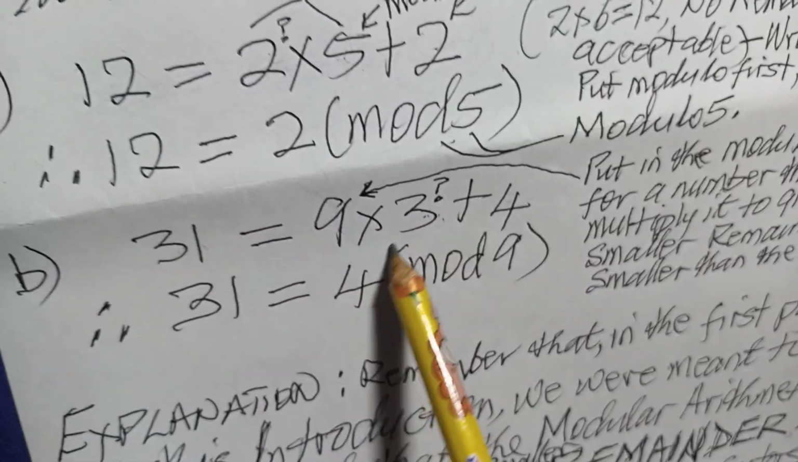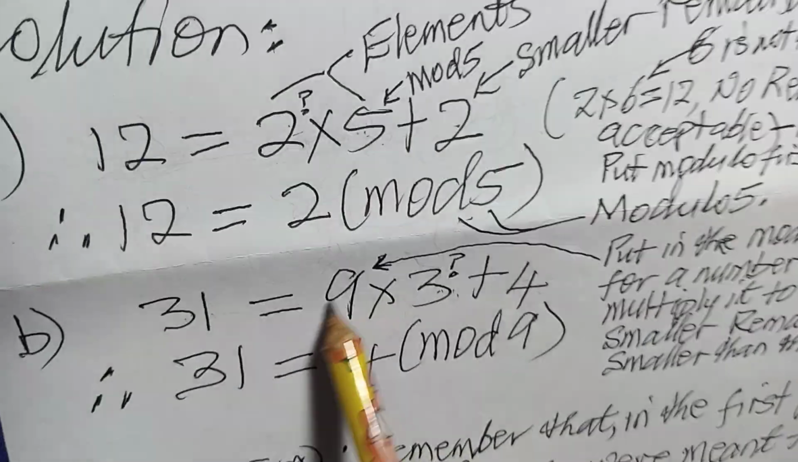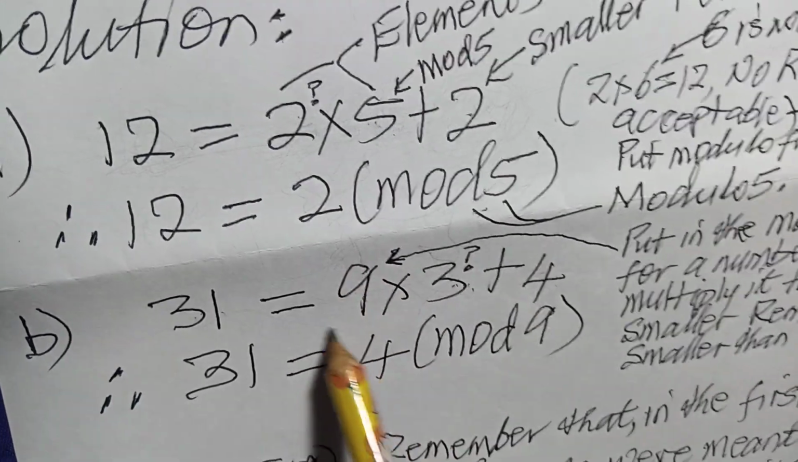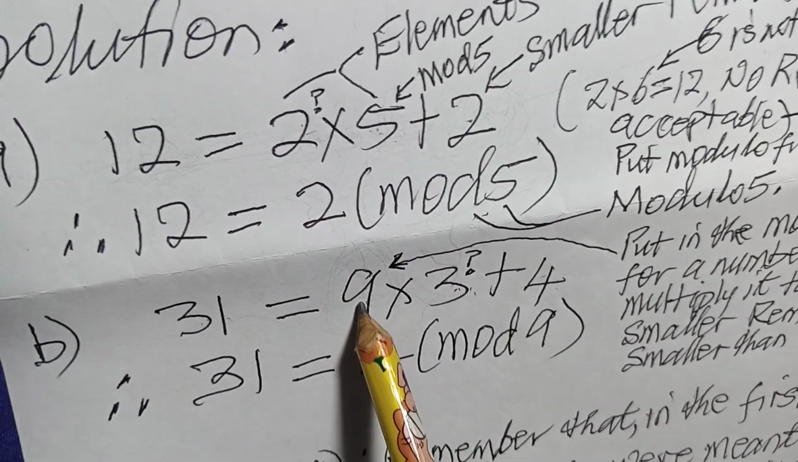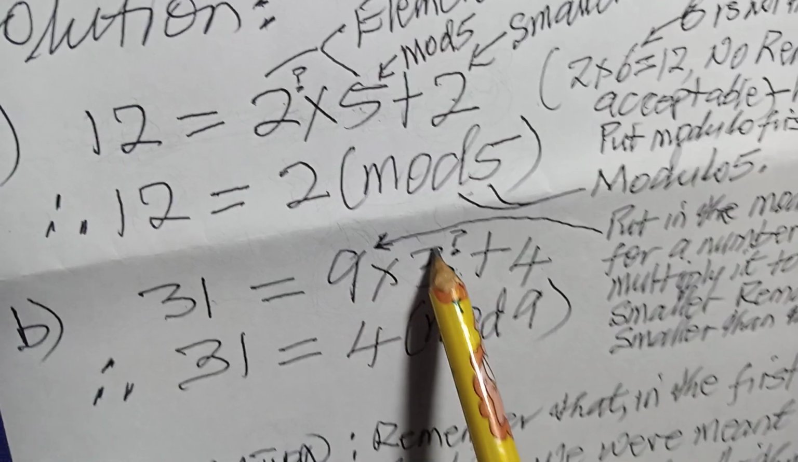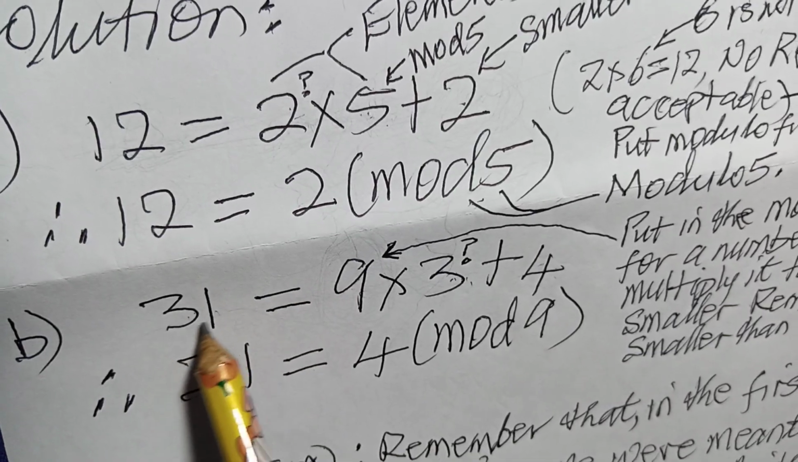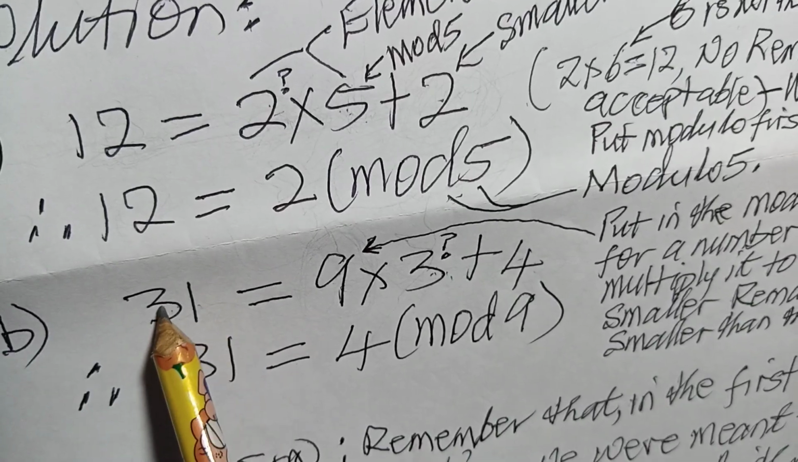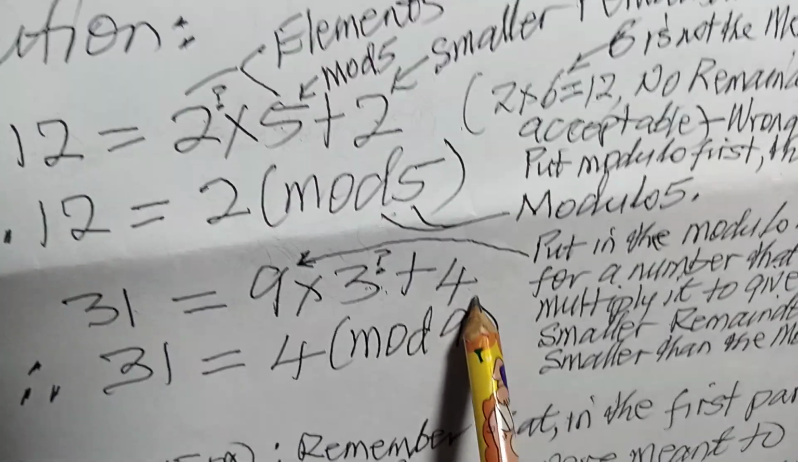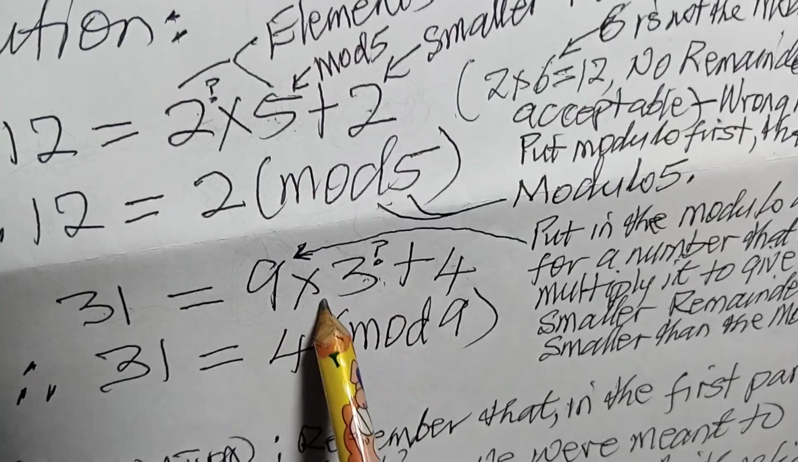For 31, it's the same thing. We first write the mode, which is mode 9. So 31 mode 9, we first write the mode to make it easier. It's just like they're giving us half of the answer. You just write 9 times whatever you multiply 9 with to give you a total that, when removed from this 31, will give us a smaller remainder. And if you put any number apart from 3, it's not going to work.